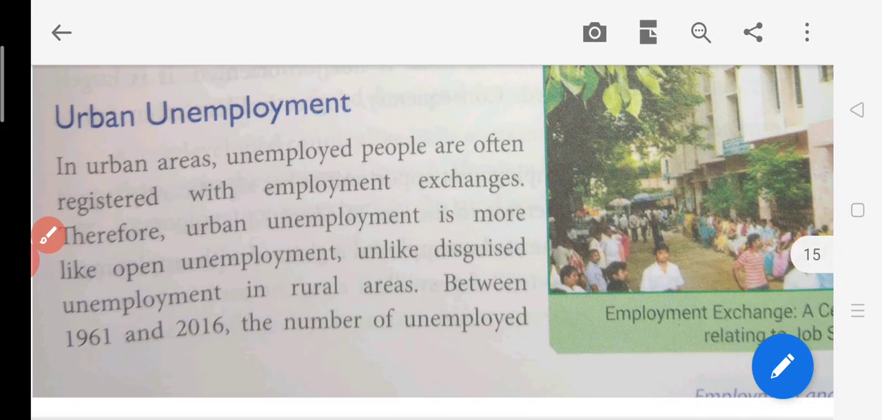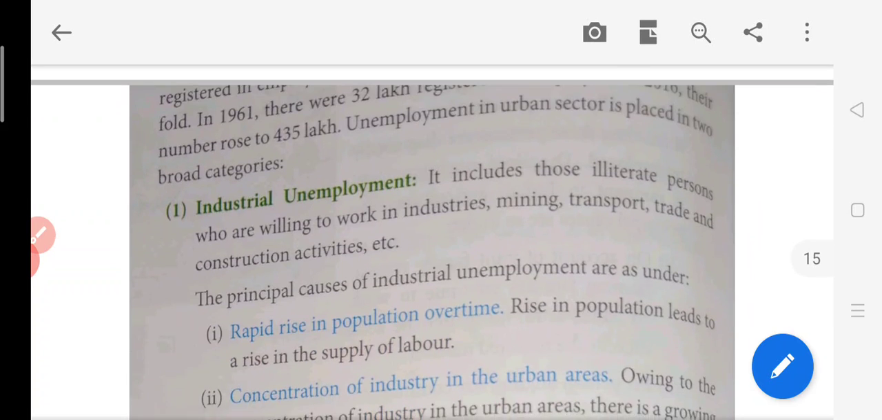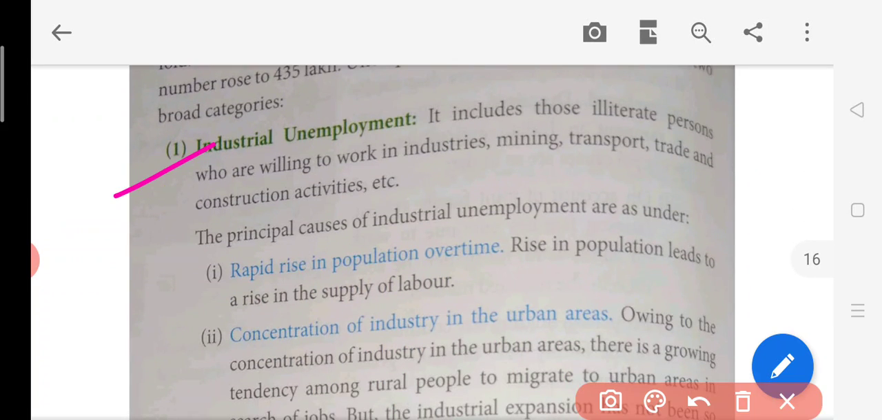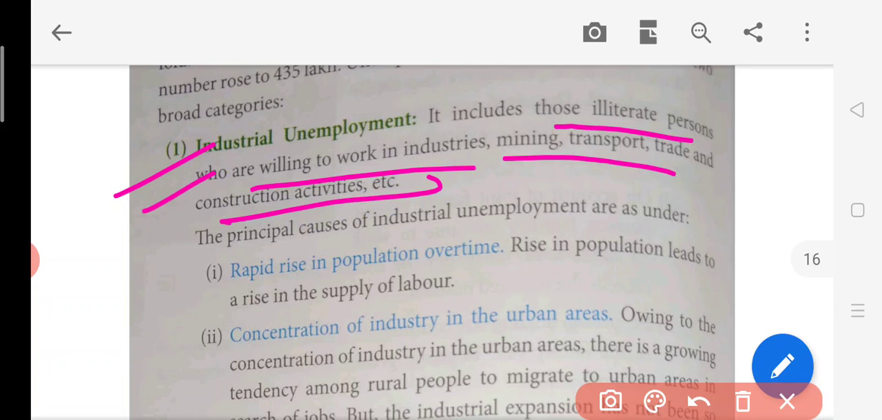Now, urban unemployment. In urban areas, meaning in cities, there is also unemployment. They also face this kind of problem. The first type is industrial unemployment. What is this? It includes those illiterate people who are willing to work in companies or industries, mining, transport, trade, and construction activity. All these activities happen only in your cities or urban areas.